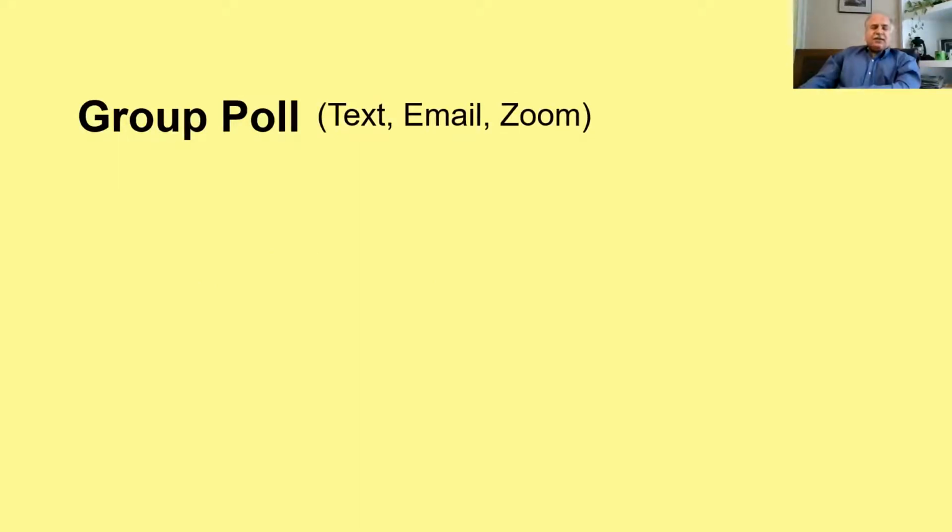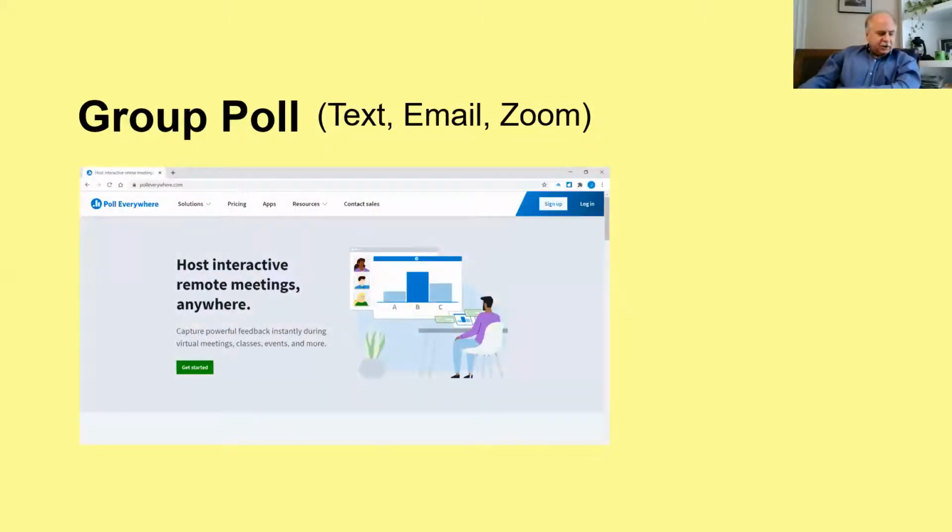So the very first activity that's listed on the handout, if you have it, is a group poll. And so this would be using a company. I just have here this company called Poll Everywhere. This is not a corporate endorsement. This is just me saying that I know that it's free for educators that have less than 40 participants.